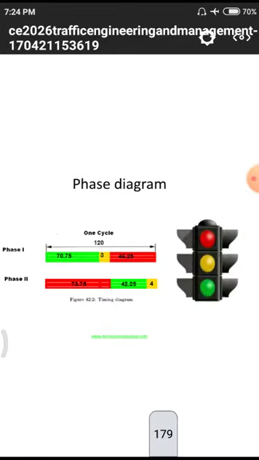For the first road we will have to give a phase, having a total of 120 seconds. In those 120 seconds, the green time is 70.75 seconds. After that, a clearance time, that means yellow time, is given for 3 seconds. After that we have the red, that means the stopping signal, for 46.25 seconds. That means it is a complete phase, the first phase.